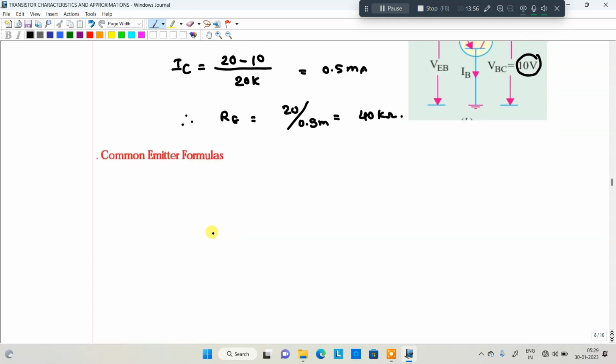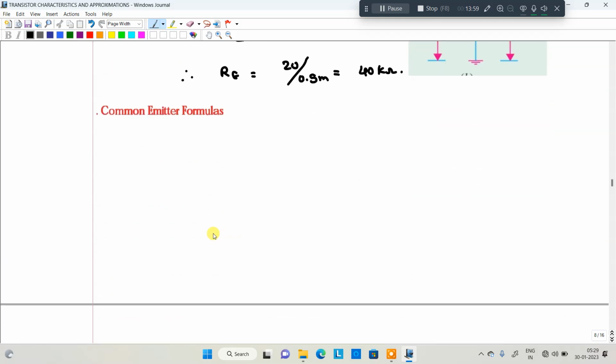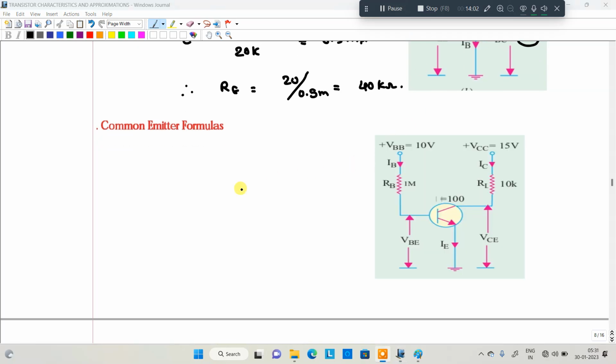Then we are moving to the common emitter formulas. So just look at here. With the help of this particular diagram, we are going to write the formulas. The first formula I am going to write is for the common emitter, the base current IB. This base current formula: IB is equal to VBB minus VBE, divided by RB. This is the formula for IB.